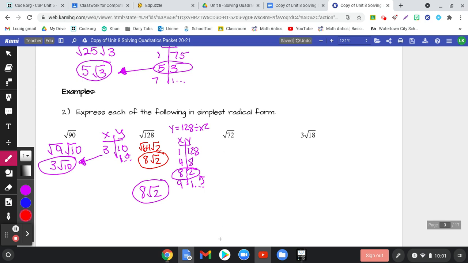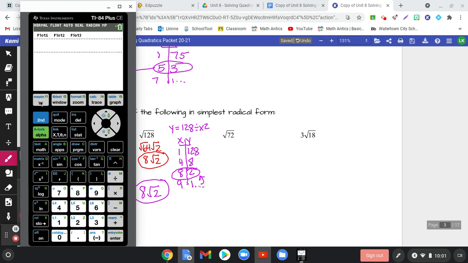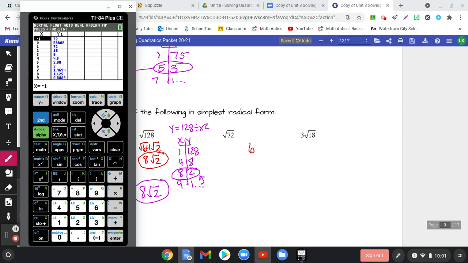All right, 72, y equals 72 divided by x squared. Take a look at the table, go down to where you find a 1, and go back up, 6 radical 2. Again, you could break it up. 72 is 36 times 2. If you don't know your perfect squares, that's going to be tough to find. Square root of 36 is 6 radical 2. Same thing. Or just go to y equals.